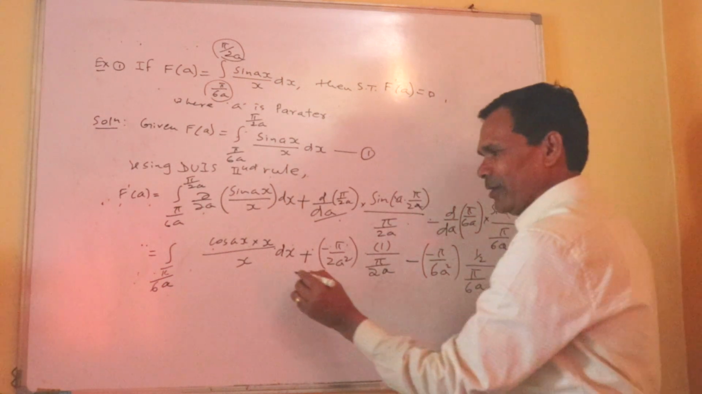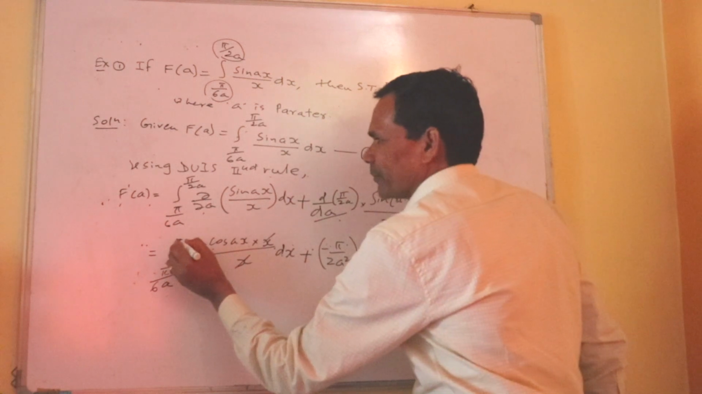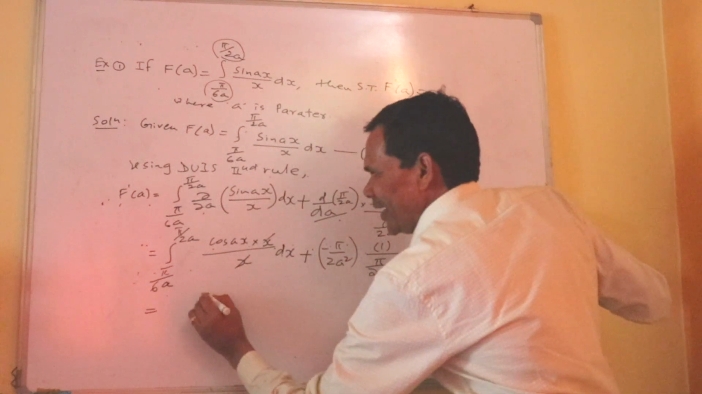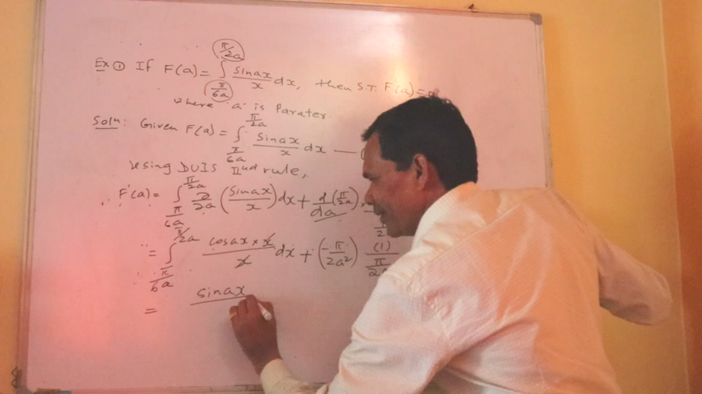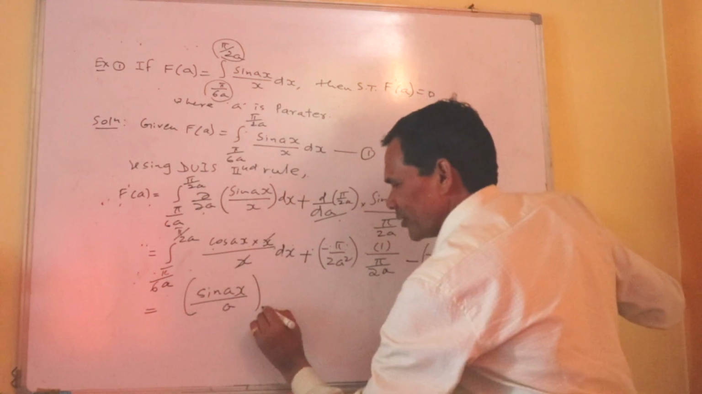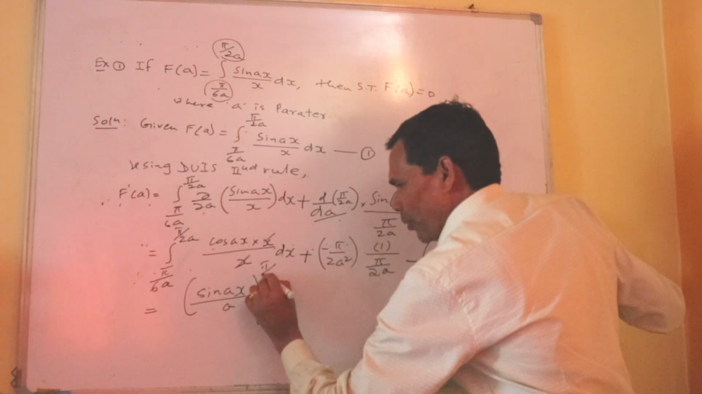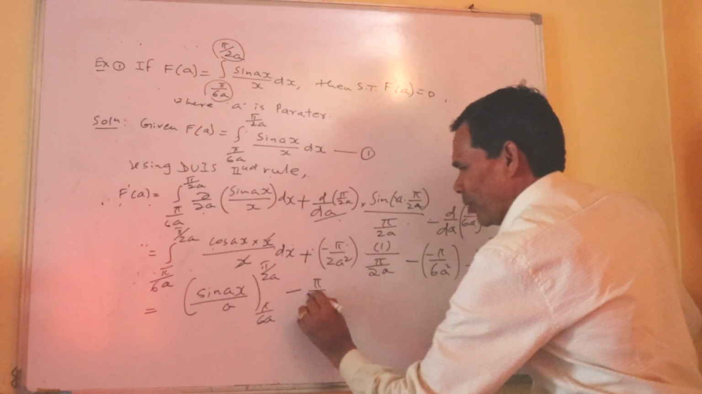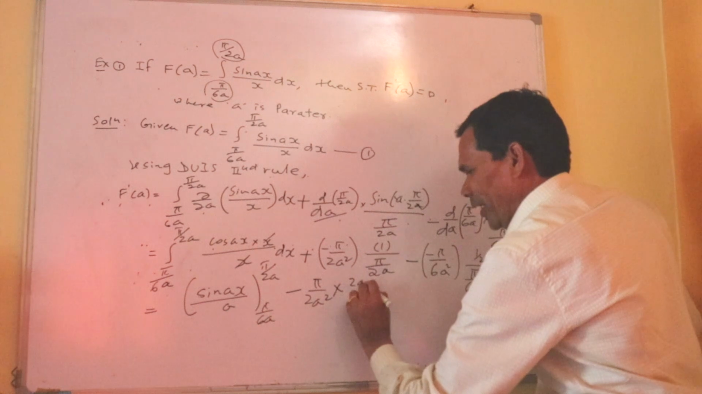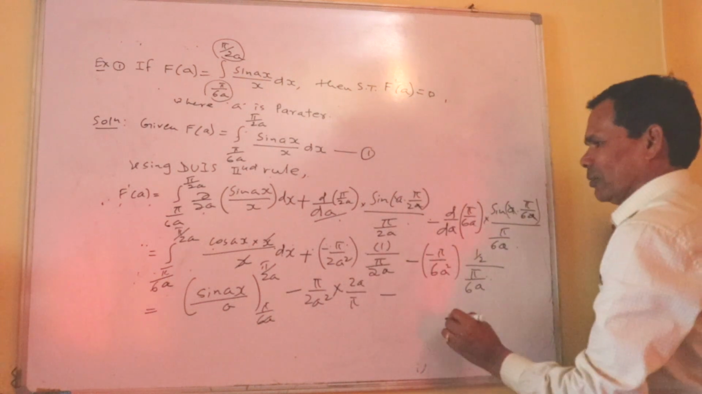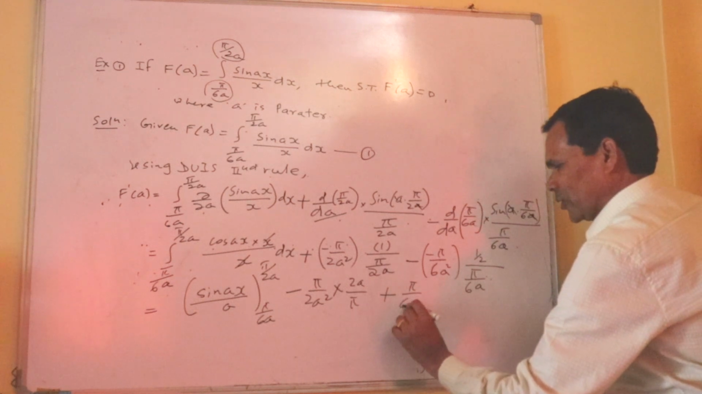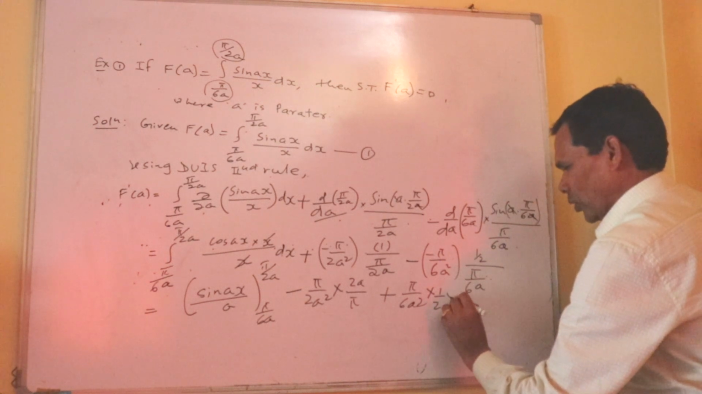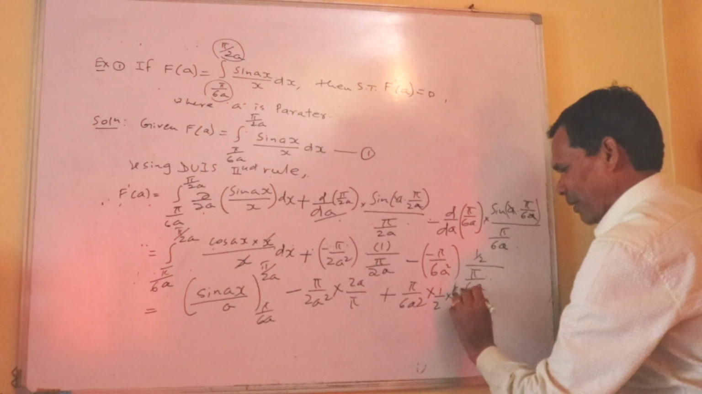Now further simplification: this x gets cancelled. The integration of cos ax is sin ax upon a with respect to x, of course from pi upon 6 times a to pi upon 2 times a, and we simplify this further: pi upon 2 into 2a upon pi, minus, this is plus, pi upon 6 multiplied by 1 by 2 into 6a upon pi.